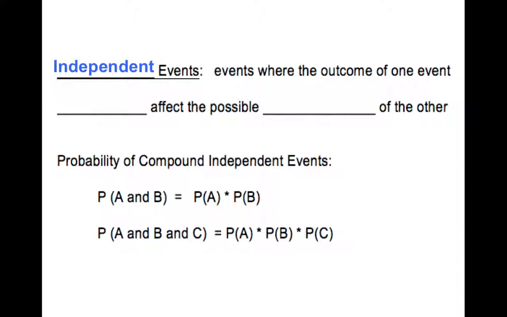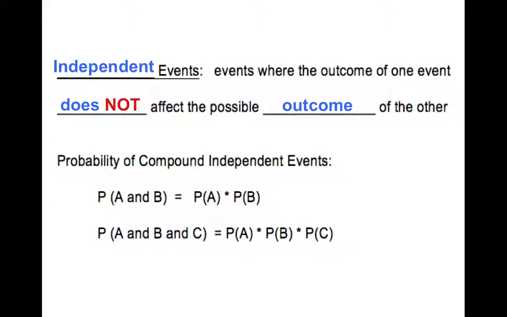All right, so let's begin with independent events. These are events where the outcome of one event does not affect the possible outcome of the other. For example, me being late to school and it raining that day. One does not affect the other. For example, if I'm late to school or if I'm not late to school, that does not change the probability that it will rain that day. So these two events do not influence one another.